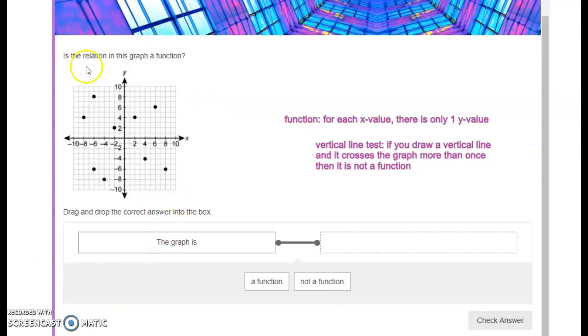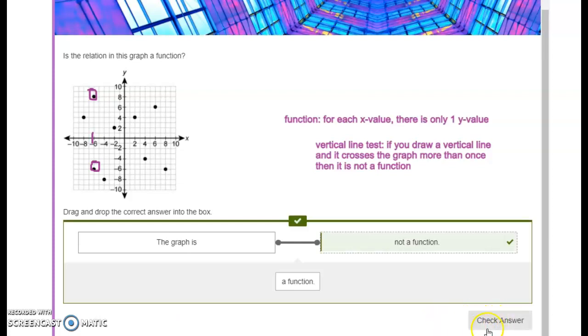For our last example, we've got some scattered points, but it still could be a function technically. And so let's take a look. Does there exist an x value that has more than one y value? Does it not pass that vertical line test? I'm noticing at -6, actually, it has more than one y value there. At -6, it crosses it up here at 8 and also down here when y is -6. And so that means it's not passing that vertical line test, and it is not a function. So check that answer, and that's good to go.